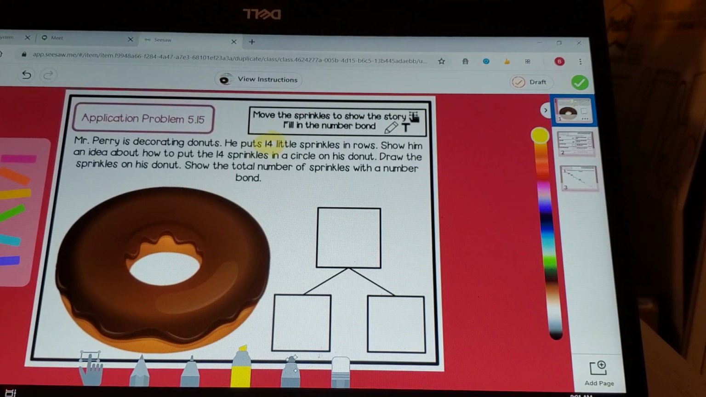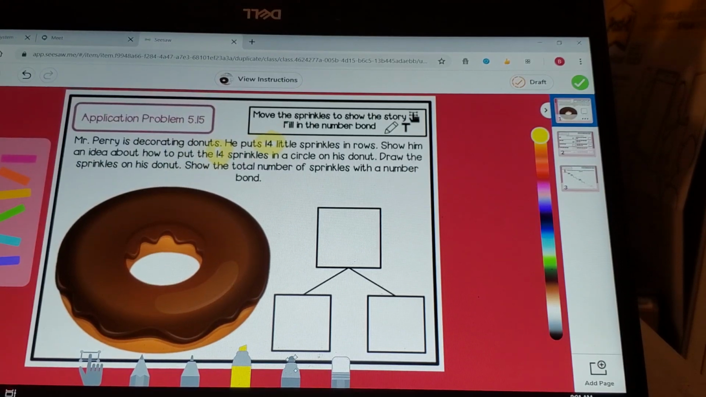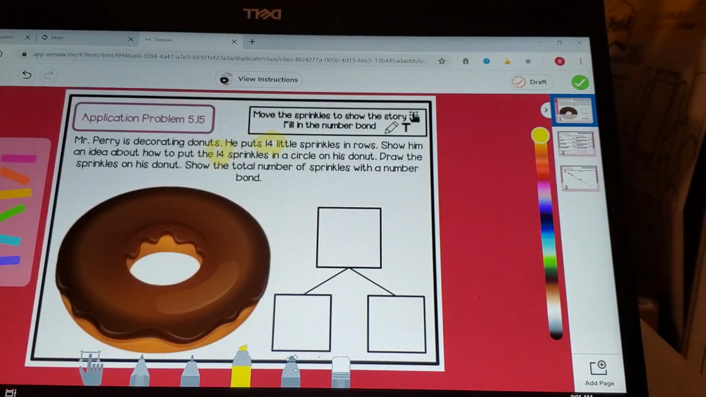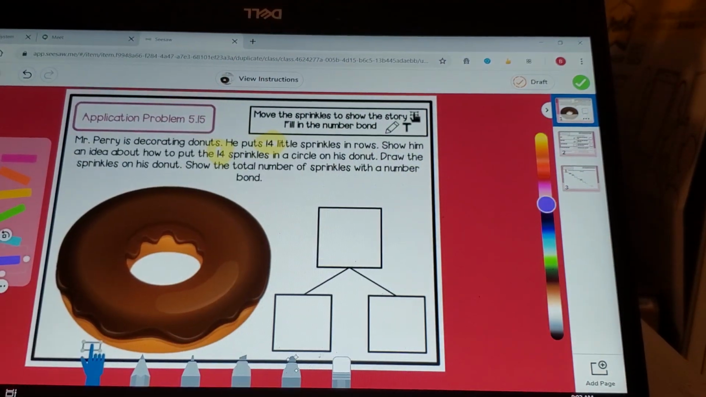So show him an idea about how to put the 14 sprinkles in a circle. All right, we don't want to put these in rows on a donut because, guys, it's in a circle pattern. So let's show Mr. Perry how we can put 14 sprinkles on here and then fill in our number bond to show the 10 and the 4 and 14. Okay, so let's start moving.